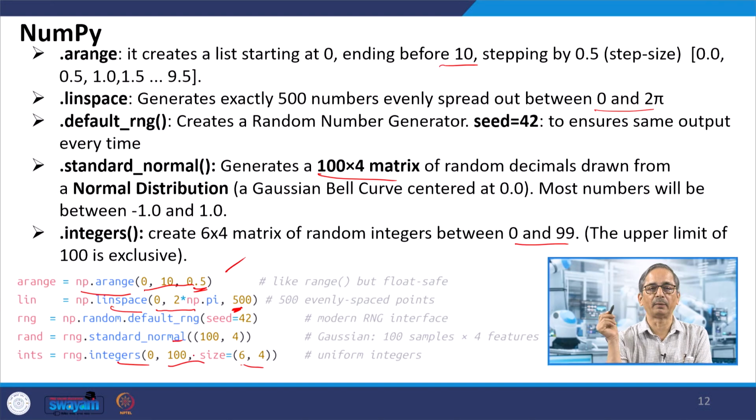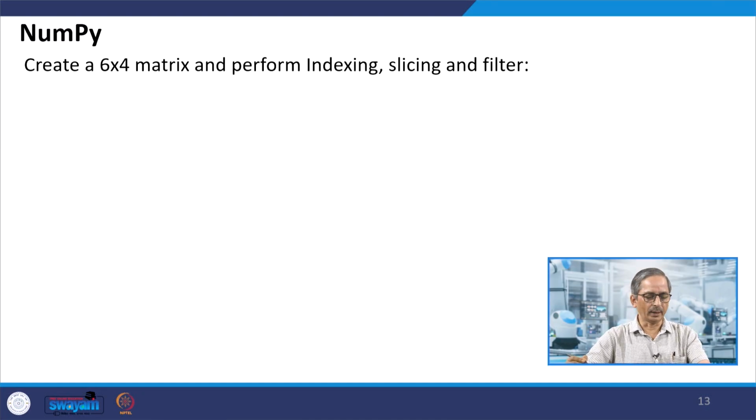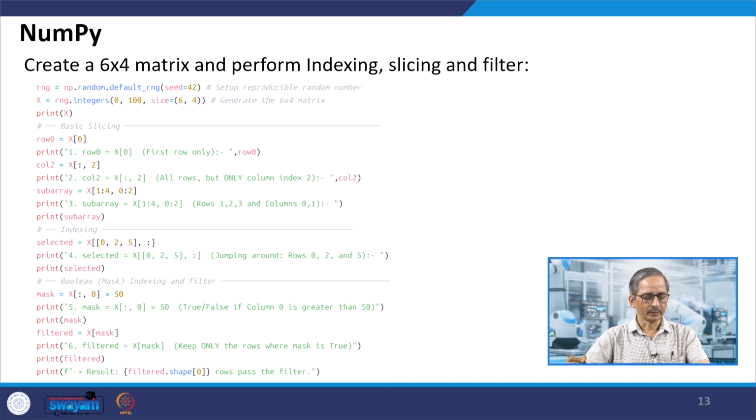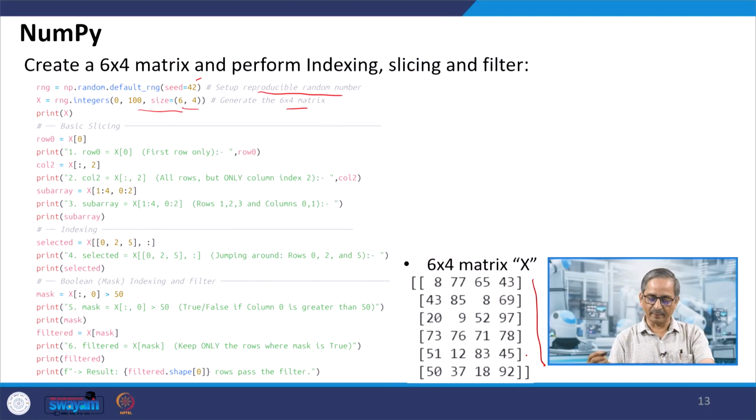For this command, let us take an example. Here we create a 6 by 4 matrix and perform indexing, slicing, and a filter operation. So this is the code. First we set up a reproducible random number generator with seed 42, so that we get the same set of random numbers. We generate a 6 cross 4 matrix with numbers between 0 and 100. Say this is the matrix generated.